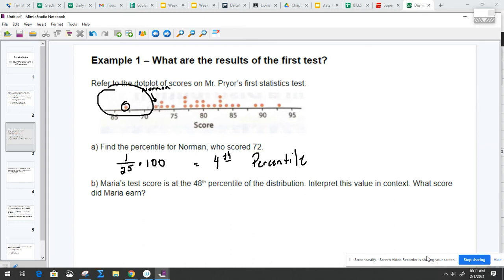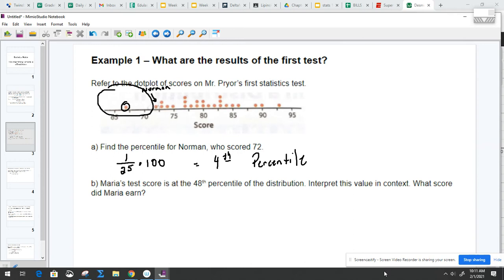So the next question here says Maria's test score is at the 48th percentile of the distribution. Interpret this value in context. What score did Maria earn? So how would I find this? Okay, so again, the 48th percentile. What we need to do is find out what the percentile was. Where does that put us?